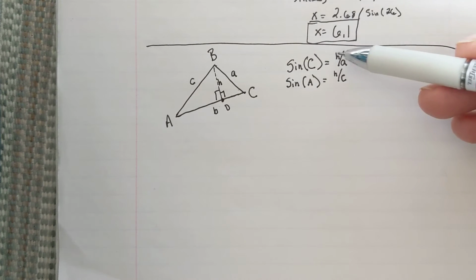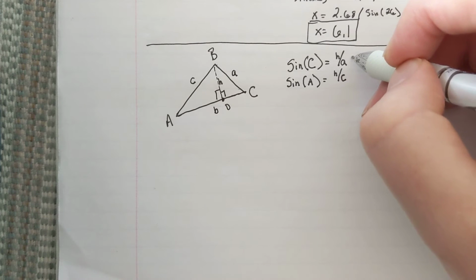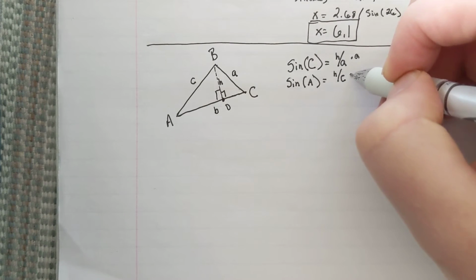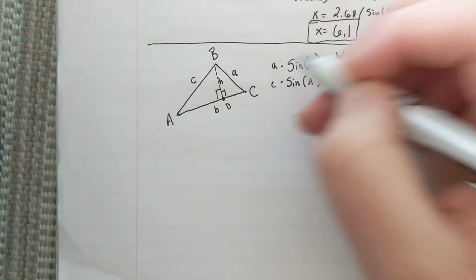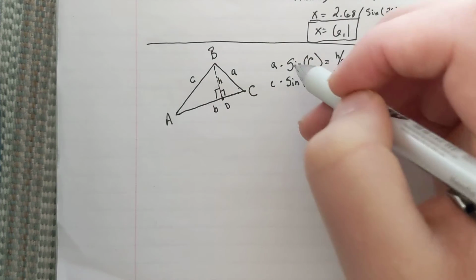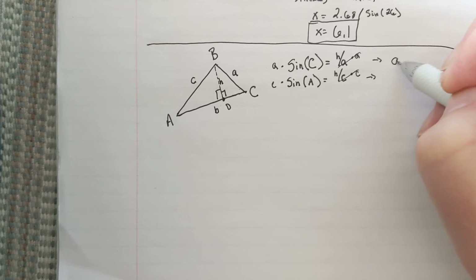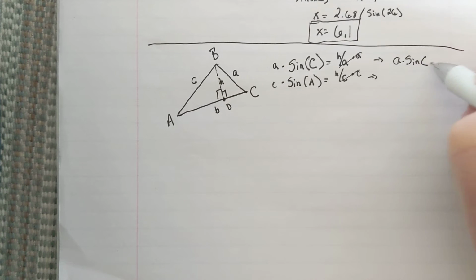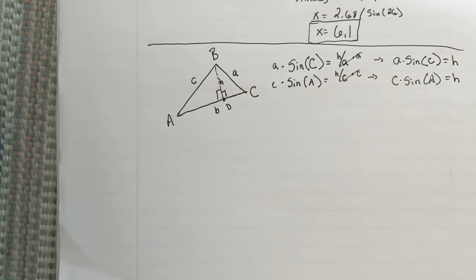One thing I noticed is that both of these have the letter H involved. We said that was the common side that was shared above. So what I'm going to do is solve both of these for H. So I'll multiply this by a, multiply this by c on both sides to undo that. And that leads to a times sine of angle C equals H, and c times sine of angle A equals H.